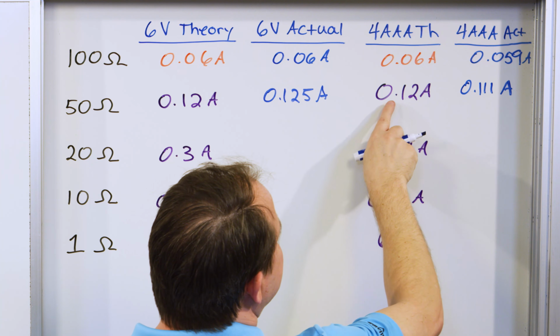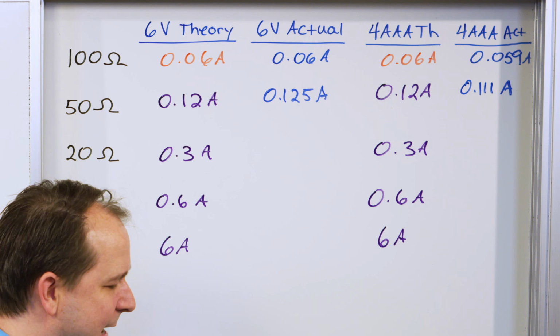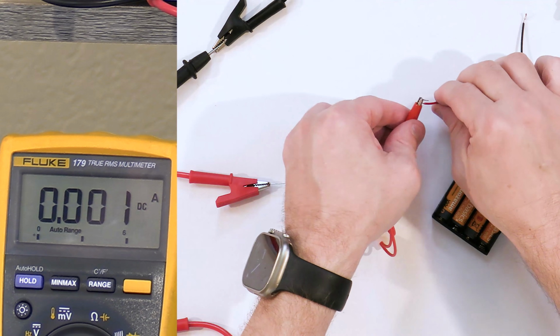This is still pretty close because it's 0.125, 0.111. It's a little bit lower, but it's actually pretty good. I would say that that's still agreeing with that. So even asking for double the current, it's able to keep up. So let me go ahead and take this apart.